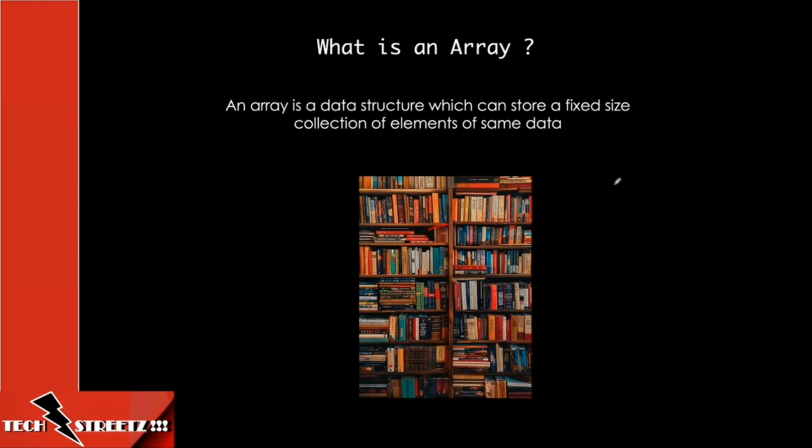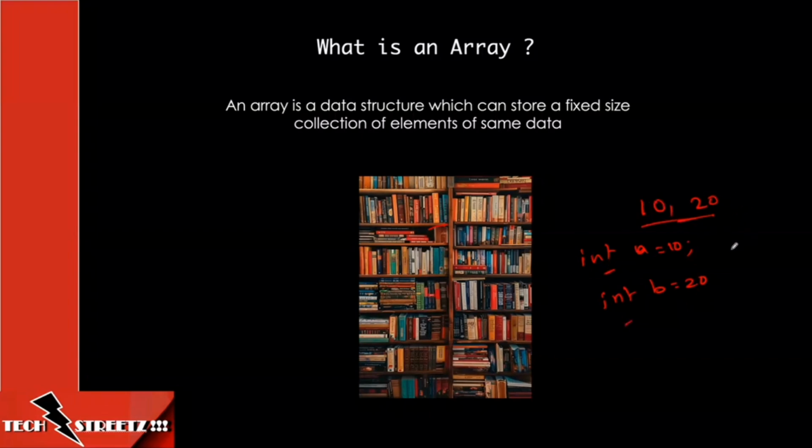Why do we need this array data structure? Suppose you want to store two integer values in variables, like say 10, 20. If you want to store these two values in integer variables, how will we store in general? So int a equal to 10, int b equal to 20. So we have stored these two values in integer variables.